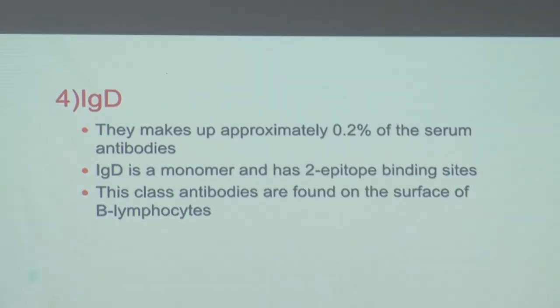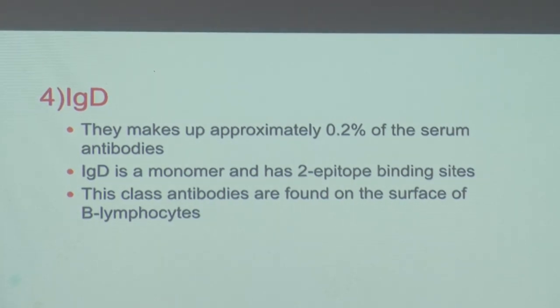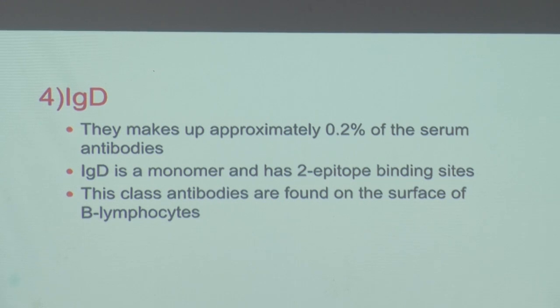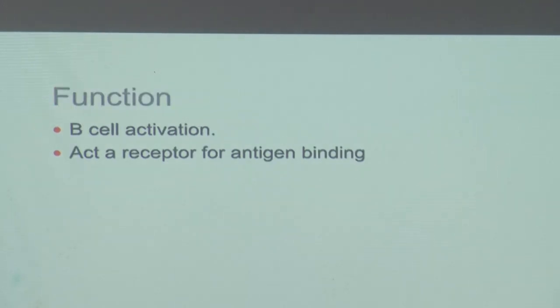So the next one is IgD. It is also a monomer. IgG and IgD, though in very less quantity, 0.2% in the serum, are the most consistent ones in the blood for B cell activation. What is B cell activation?